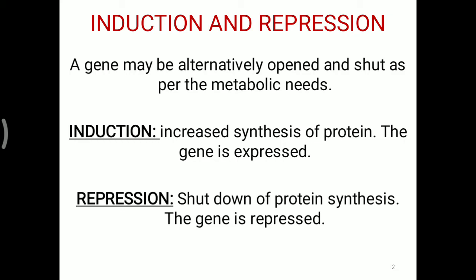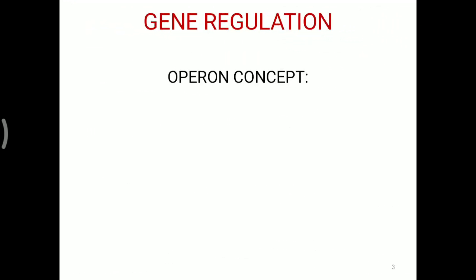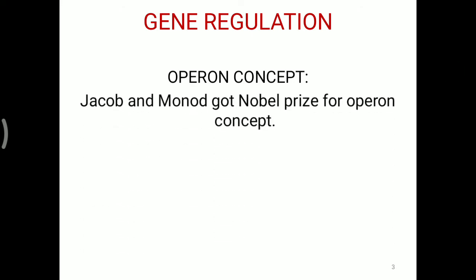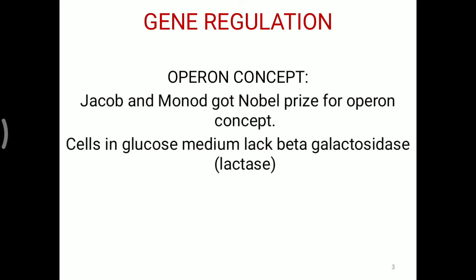Based on that, the operon concept is given, which explains this gene regulation. Jacob and Monod got the Nobel Prize for this operon concept. Cells in glucose medium lack beta galactosidase. To explain this operon concept simply, a lactose metabolism example is given. Here, a cell present in glucose medium lacks the lactase enzyme. The cell utilizes glucose, and the lactase enzyme which is needed for lactose metabolism is not present in that cell.